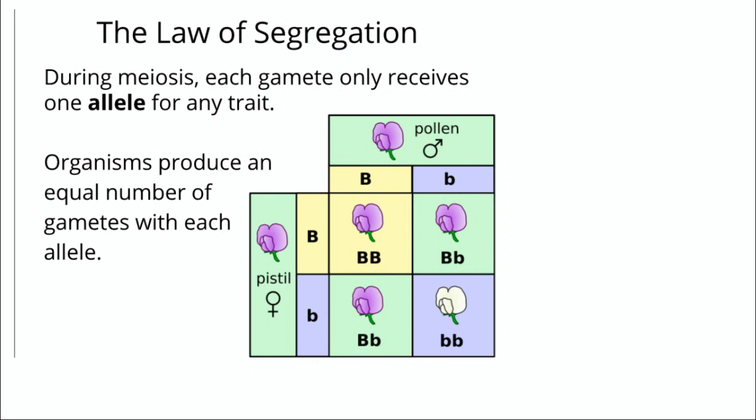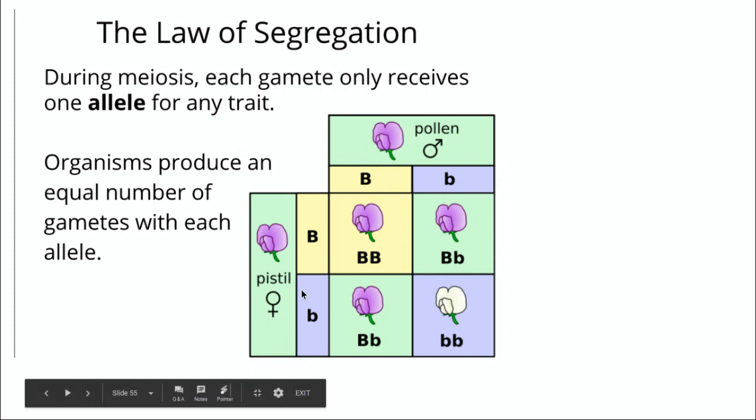Now, the law of segregation says that during meiosis, each gamete only receives 1 allele for any trait. Now, there are errors in this. We talked about non-disjunction during the last screencast, and so this is assuming that there are no chromosomal abnormalities going on. Organisms produce an equal number of gametes with each allele. They have the same number of chromosomes, the same number of genes on each chromosome, and thus the same number of alleles. So this is what the law of segregation says, okay?